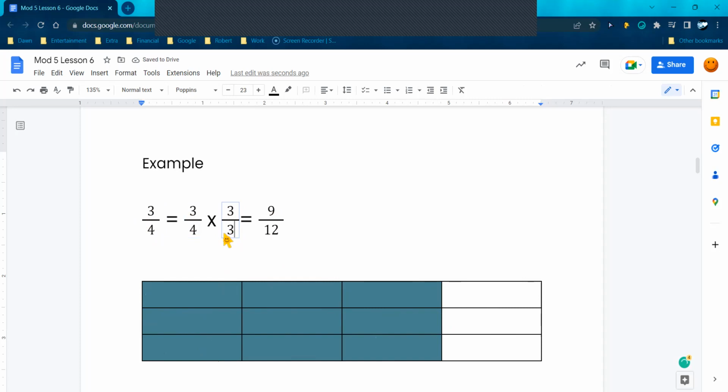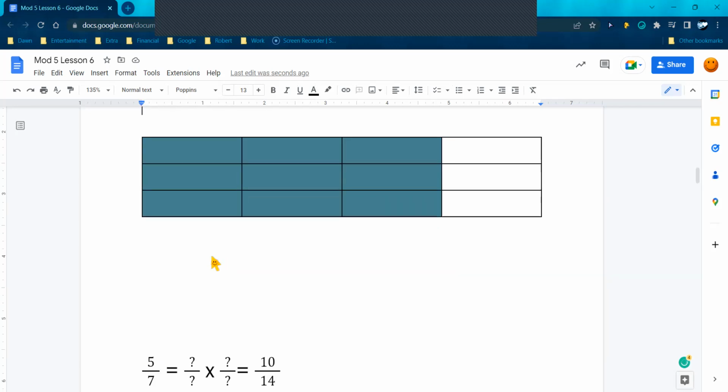Now, please remember one thing, and you'll learn this right now. What you do to the bottom, you do to the top. So whenever you're multiplying to get equivalence, you're multiplying by the exact same number. So it's 1 whole. So we have 3 times 3 is 9, and 4 times 3 is 12. So 3/4 is equivalent to 9/12. Let's go try one more example.